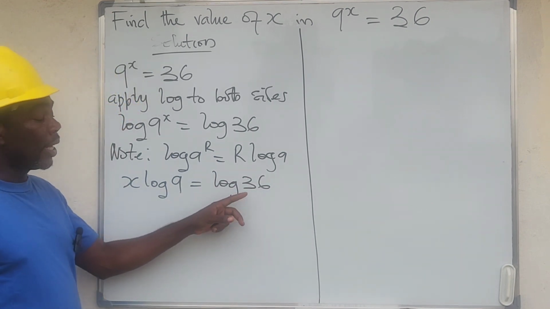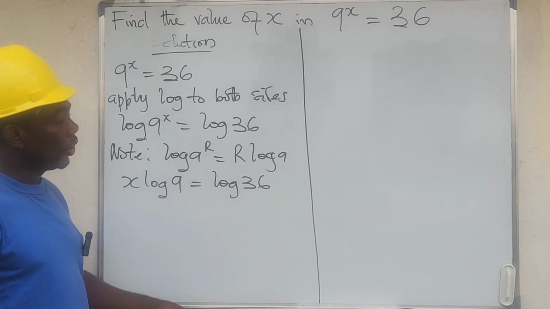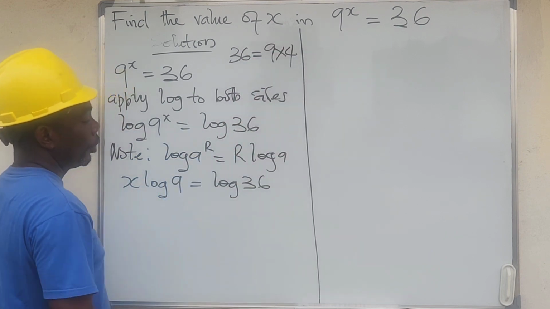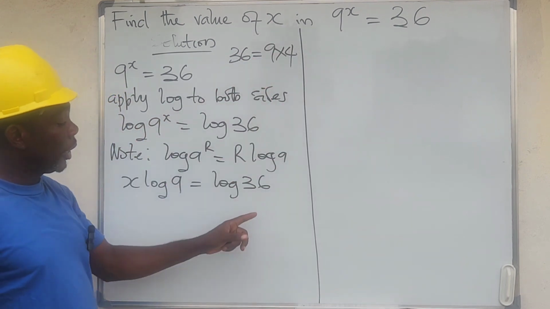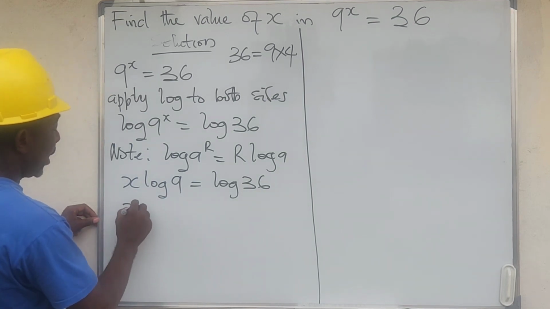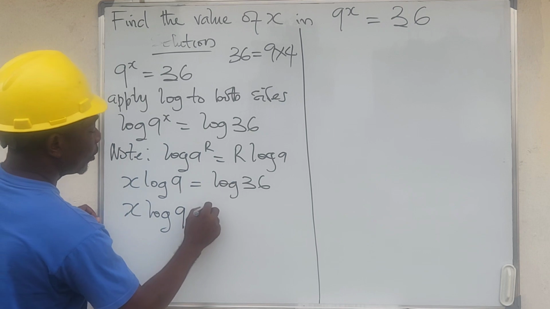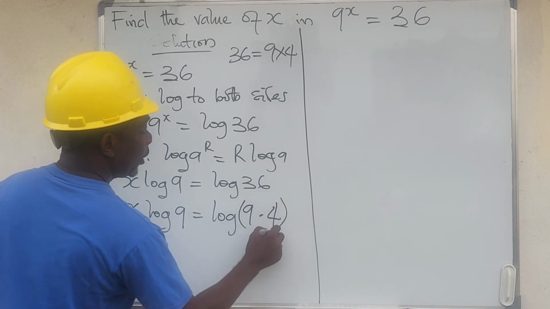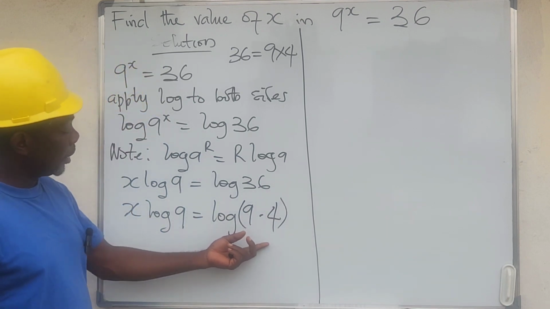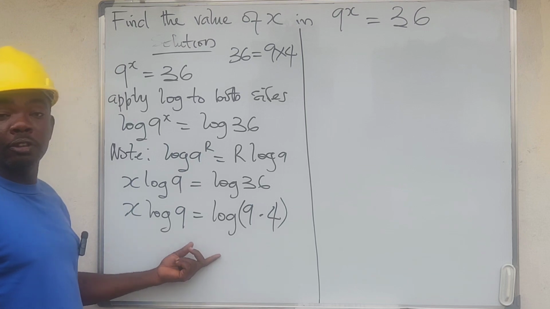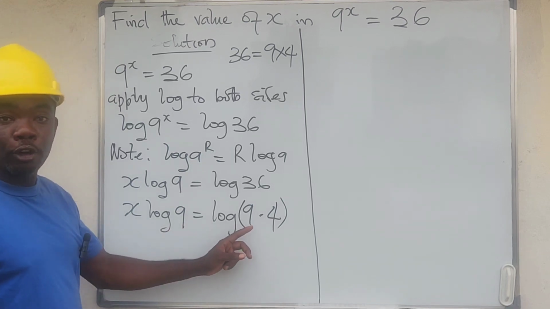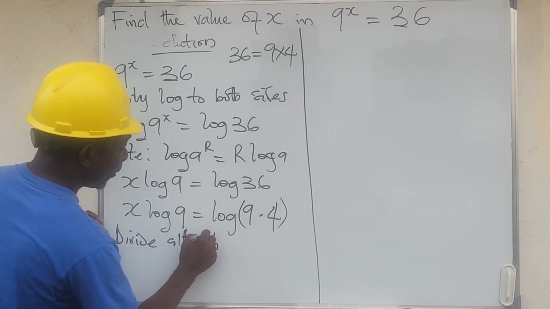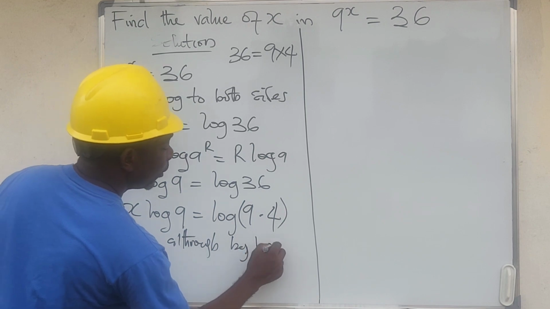9 is a factor of 36. So 36 is the same thing as 9 times 4. So we can substitute 9 times 4 in the place of 36. So we have x log 9 equals log of 9 times 4. In this case, for us to make x the subject of this expression, we will divide through by log 9.